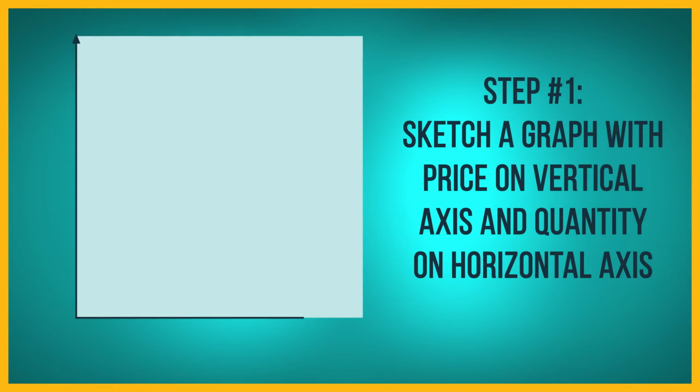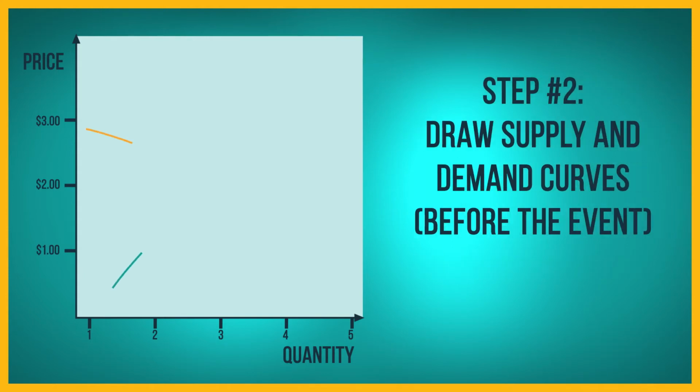Supply and demand is the economist's primary tool to predict and explain changes in prices and quantities. Analysts follow a simple 7-step procedure to predict how an event affects the equilibrium price and quantity. First, sketch a graph with the price of the good on the vertical axis and the quantity of the good on the horizontal axis. Next, draw supply and demand for the good before the event occurs.